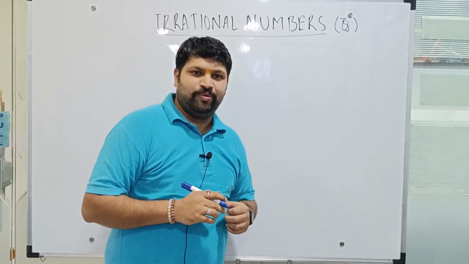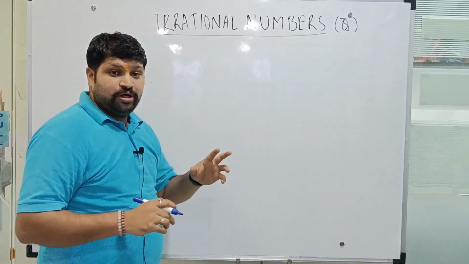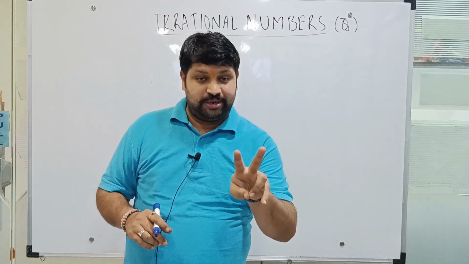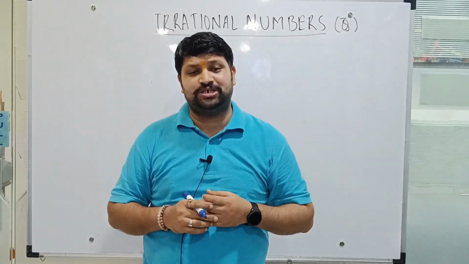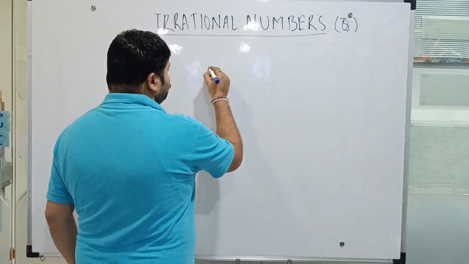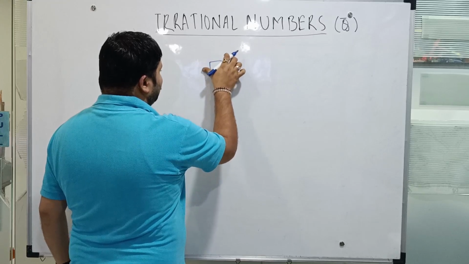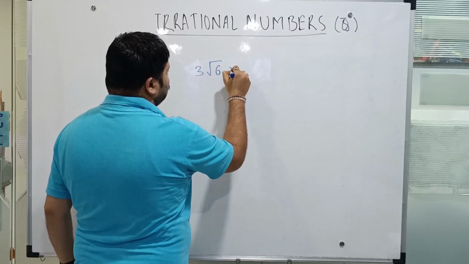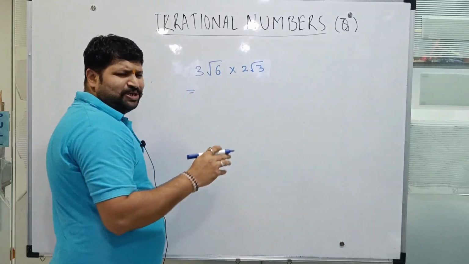Let us take them one by one. The first thing is multiplication of 2 irrational numbers. Now there are 2 ways to multiply: if it's an irrational number with an addition sign, and if it's an irrational number without an addition sign. So let us see how we can tackle them. If I have 3 root 6 and I multiply it by 2 root 3, the technique is pretty simple.